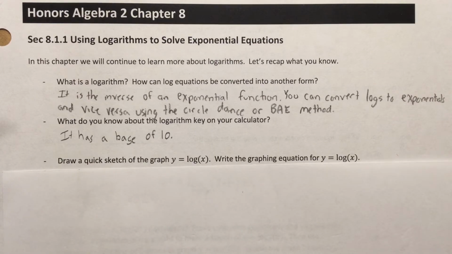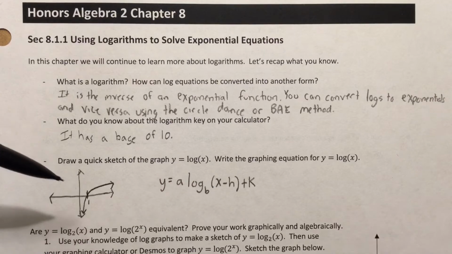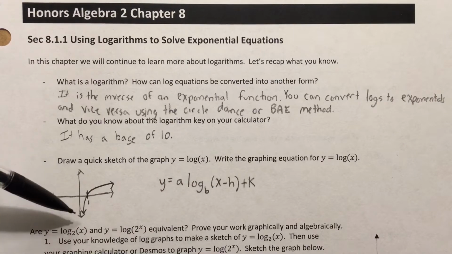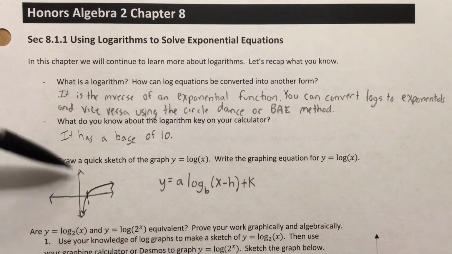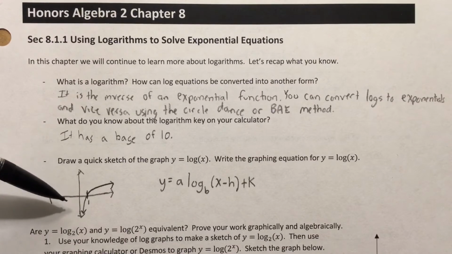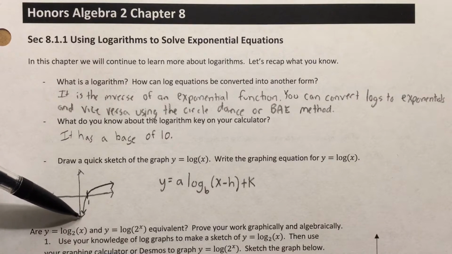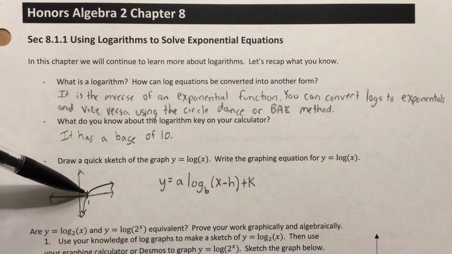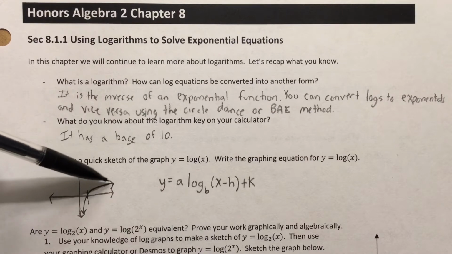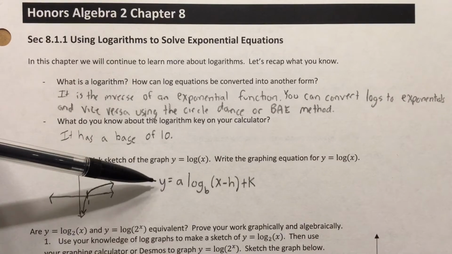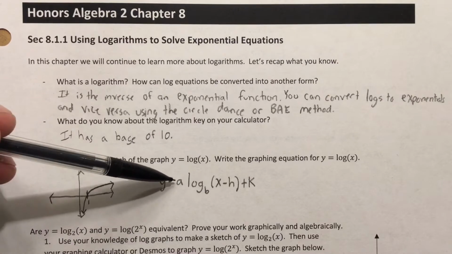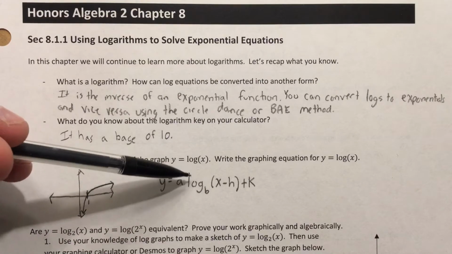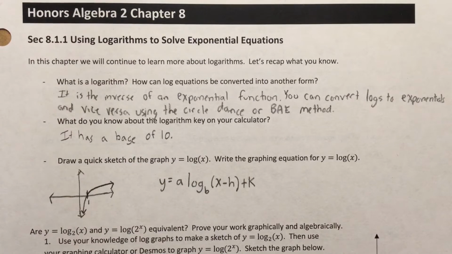And then draw a quick sketch of the graph y equals log of x, and then write it in the graphing equation with the h and k. So remember, our log graphs always are the inverse of an exponential, so we have an asymptote on the y-axis. It's going to start close to the y-axis, always cross through (1, 0), and then grow slowly. And then our equation with the h and k in it: y equals a times log base b of (x minus h), plus k.